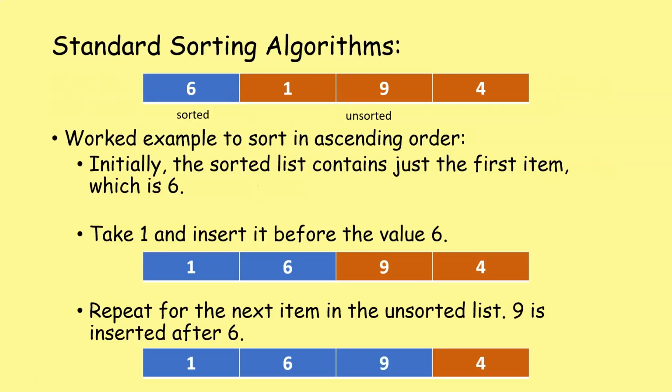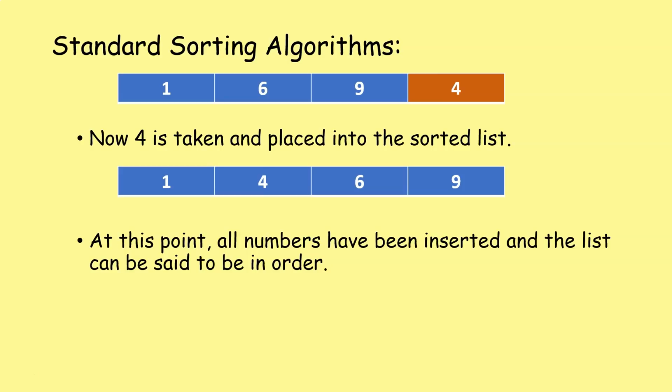We start with a sorted list containing just the first item, which is 6, and we have the other items in the unsorted list. We take the first item from the unsorted list, which is a 1, and we insert it in the correct place in the sorted list, which is before the value 6. We repeat this for the next item in the unsorted list. 9 is inserted into the sorted list after the 6. Now the final item from the unsorted list, 4, is taken and added into the correct place in the sorted list, and we have 1, 4, 6, 9. At this point, all the numbers have been inserted, and the list can be said to be in the correct order.